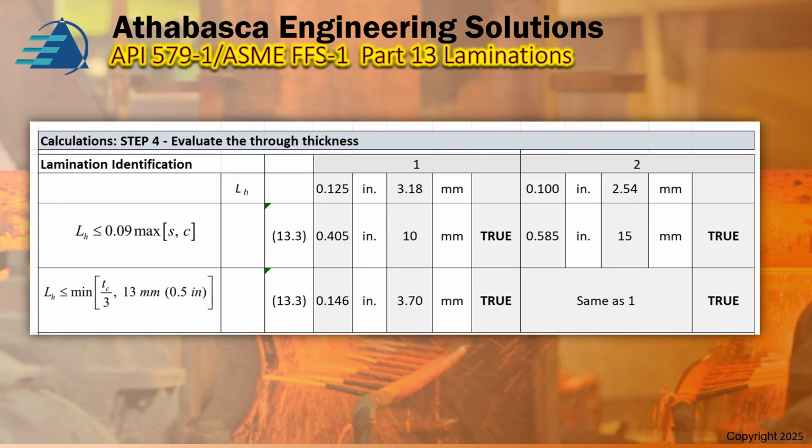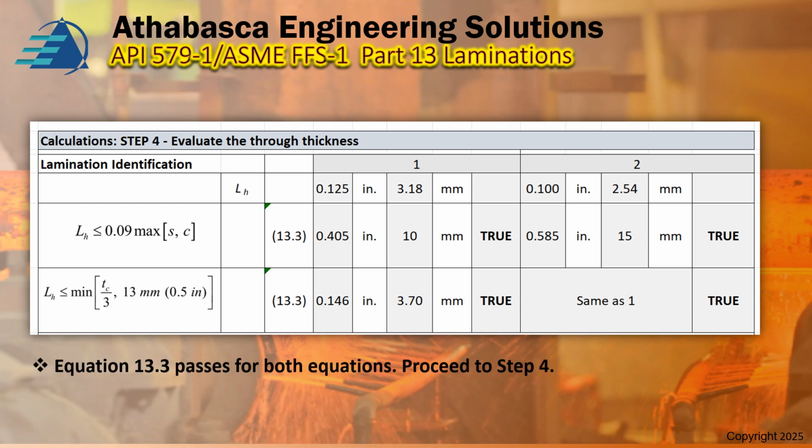So we're going to continue here with step 4, evaluate the through thickness of the part. Basically they have a couple of cookbook equations, and both of them must be satisfied. In this case, we meet both of them. The way I did it in my spreadsheet is a very similar method. I just have lamination 1 and lamination 2.